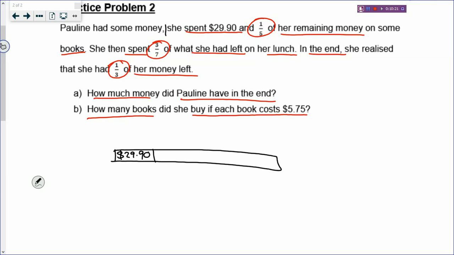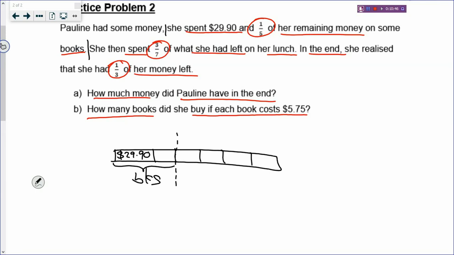And she also spent 1/5 of the remainder. So where's the remainder? The remainder is on the right side. So you have 5 boxes, and she also spent 1 box of the remainder on some books. She then spent 3/7 of what she had left. So where is the leftover? The leftover is the 4 boxes that you see after the dotted line.